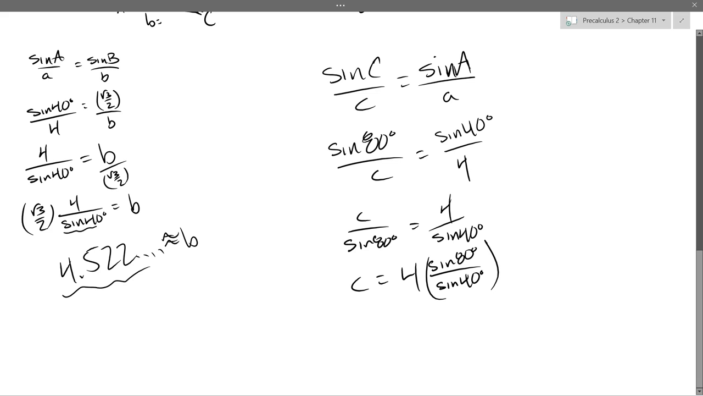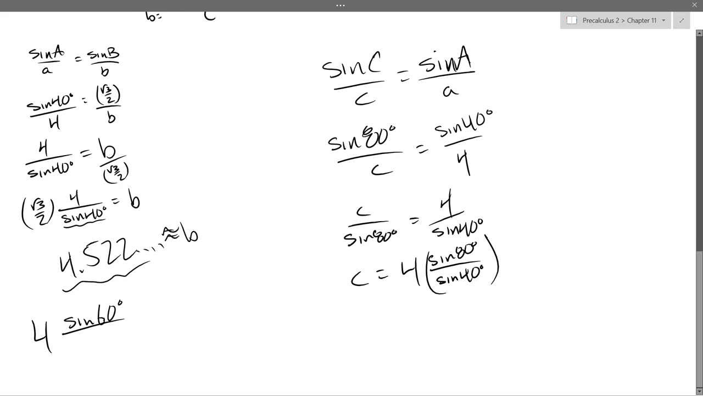So basically get the decimal for sine 40 degrees? No, you don't have to start it with sine 40 over 4 equals square root of 3 over 2 over B. Yeah. Yeah, I mean, square root 3 over 2 is sine 60? Yeah. So you could have left it sine 60 if you wanted to. If you wrote it like that, it would be 4 sine 60 over sine 40, like that, would have been B right there.